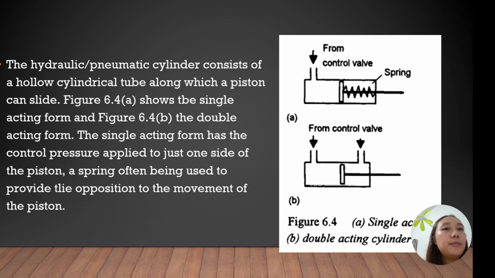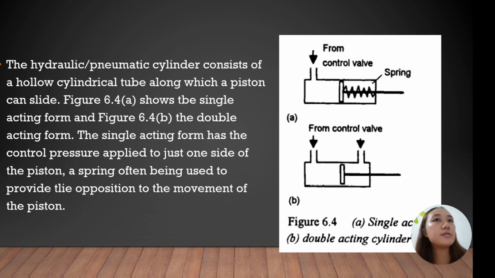The hydraulic or pneumatic cylinder consists of a hollow cylinder tube along which a piston can slide. Figure 6.4a shows the single acting form, and figure 6.4b the double acting form. The single acting form has the control pressure applied to just one side of the piston, a spring often being used to provide the opposition to the movement of the piston.